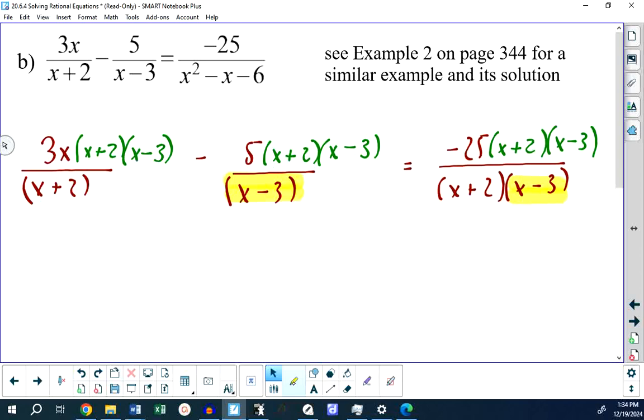So what happens is the x plus 2 cancels here. The x minus 3 cancels here. And here we get a huge jump forward. Everything cancels from the denominator. What are you left with?